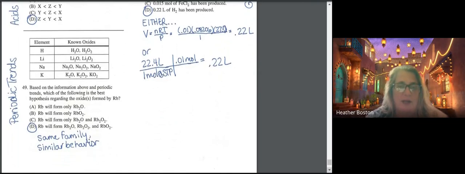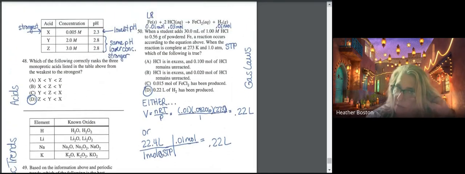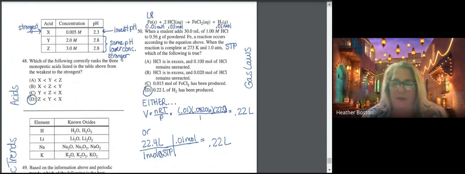49 is periodic trends. They're in the same family, so you expect them to behave like the element above them. So the correct answer is D. 50, you can do PV equals nRT. This is a gas law problem. Or you can recognize that it's at 273 K and 1 atmosphere, which is STP. So you can say that a gas has 22.4 liters for 1 mole. We don't have 1 mole, we have 0.56. 0.56 divided by 56 is 0.01. So that's why the correct answer is D.